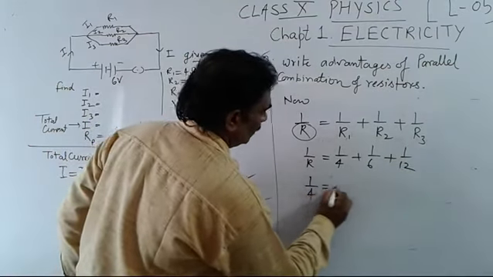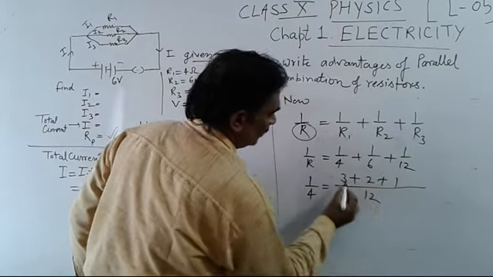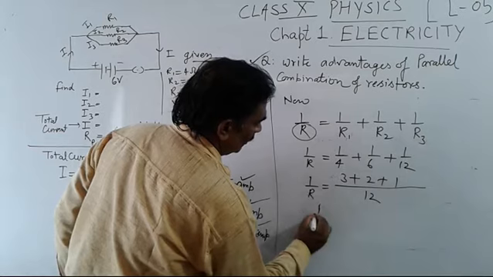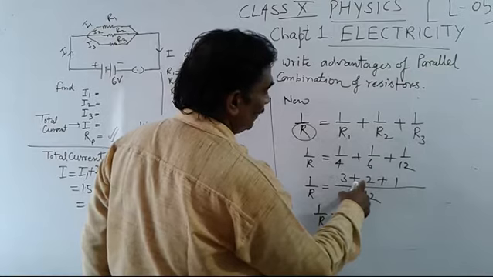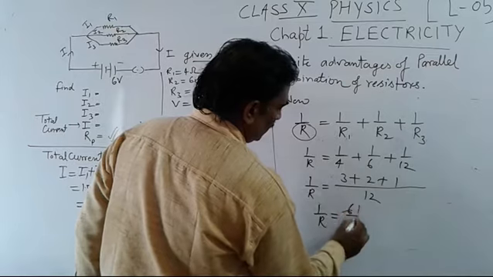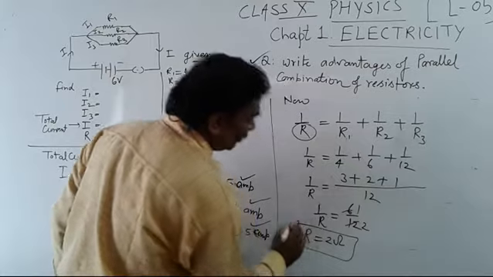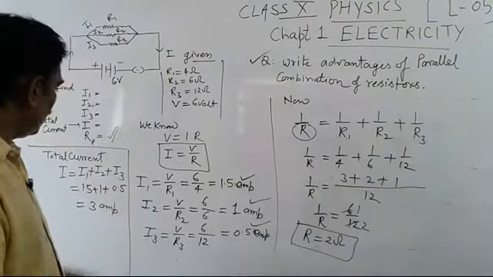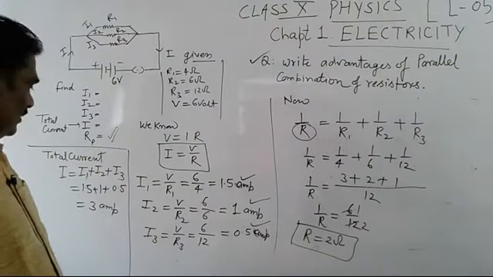1 upon 4, here take LCM 12: 4 3s are 12, plus 6 2s are 12, plus 12 1s are 12. So 3 plus 2 plus 1 is 6. So 1 upon R is equal to 6 upon 12. 6 1s are 6, 6 2s are 12. R is equal to 2 ohm. So this is your total resistance. Thus we have solved for individual currents, total current, and now total resistance.